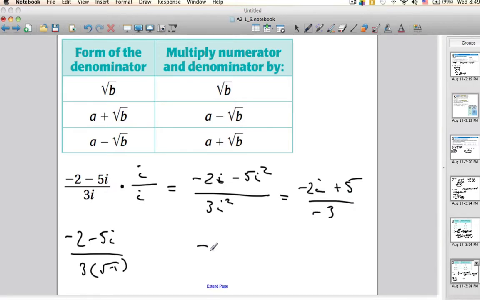And the last thing I have to do is rewrite my numerator to be in the correct order. So it's going to be 5 minus 2i over 3, and I'm going to put the negative on the outside. Okay, it could end up being anywhere, right?